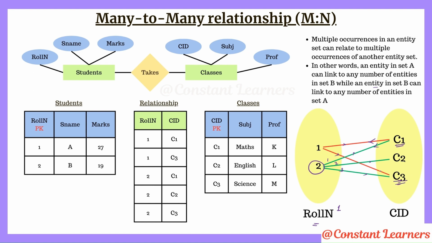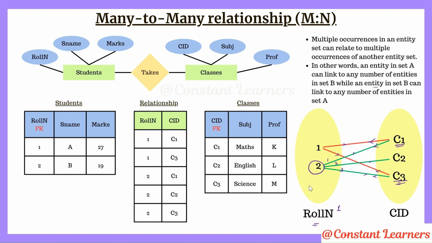If we talk about C3, it is also linking to both the roll numbers, that is 1 and 2. So, both ways, multiple entities in the first set are linking to multiple entities in the second set, and multiple entities in the second set are linking to multiple entities in the first set. Only then can we say that a many-to-many relationship is being established, right?